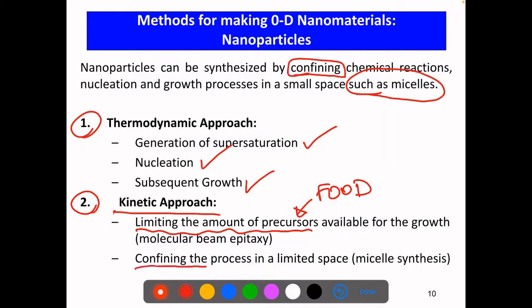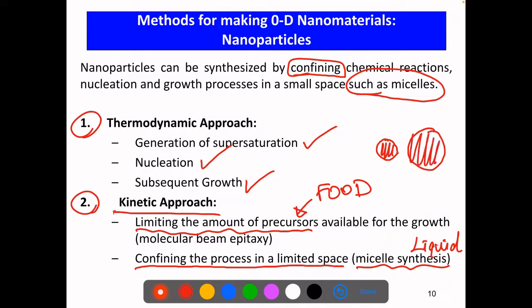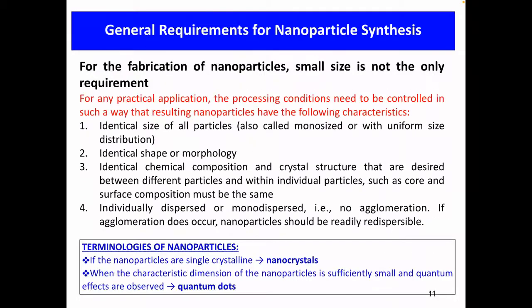Or you confine the process in a limited space, and that's called micelle synthesis. And this is a liquid phase approach, okay? So you try to form the bubbles. You create this size bubble or that size bubble where your nanoparticle grows, and then this will give you control of your nanoparticle size. So let's say this is a 1 nanometer versus this is a 5 nanometer nanoparticle, okay?